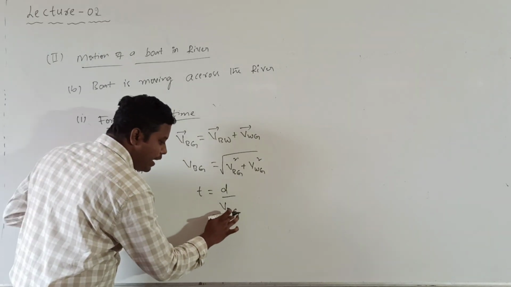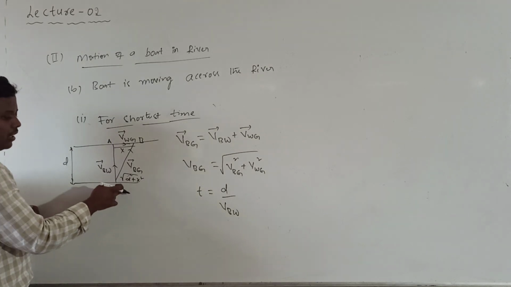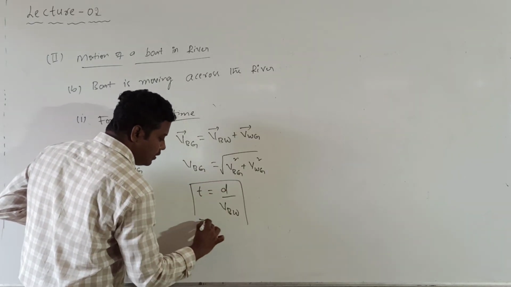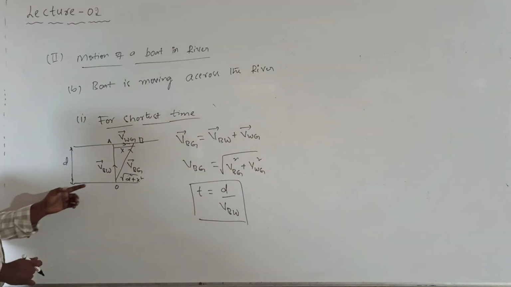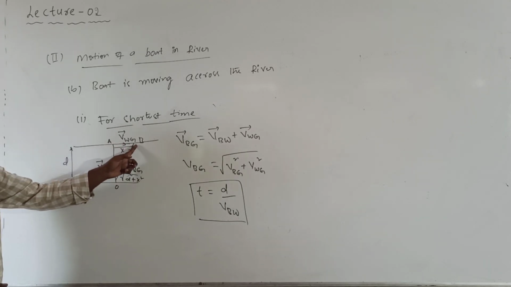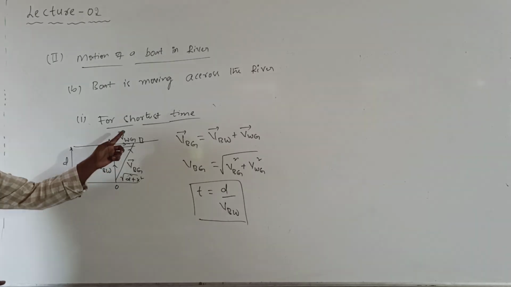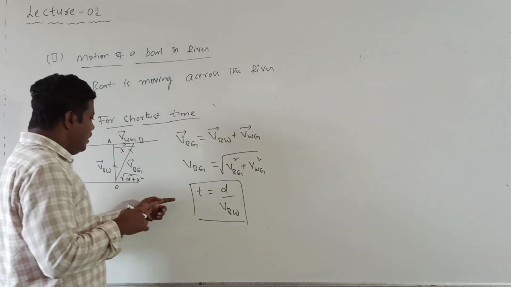Sorry, this is B into W. Understood? Because along this direction, so B into W. This is the formula to calculate the time taken. Time taken can also be calculated. If I calculate the time taken to go from A to B, that is the distance value x divided by VW. So that is the time taken value.